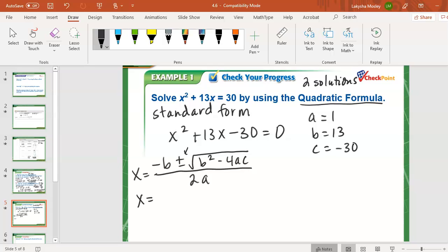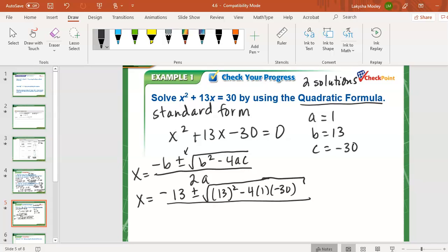Put the x. So I got negative, b is 13, plus minus, put my square root, parentheses, I'm going to put 13 squared minus 4a. My c is negative 30. Watch your signs. I'm going to extend that radical or that square root so everything is under there. This is all being divided by 2 times 1, which is just, let's just put a 2. Alright, so watch my math, okay? So I got negative 13, put my plus minus.